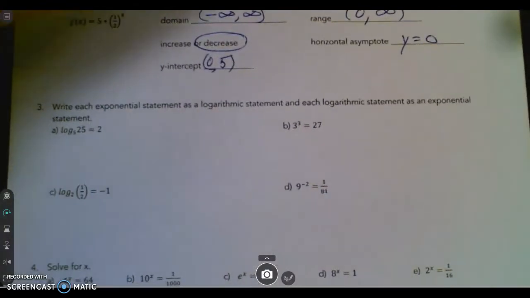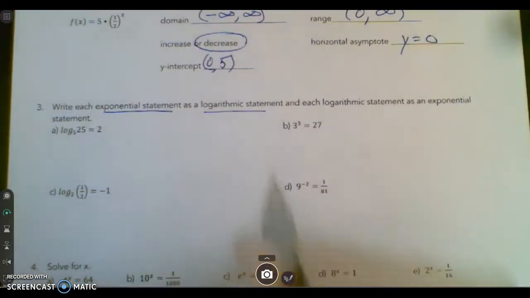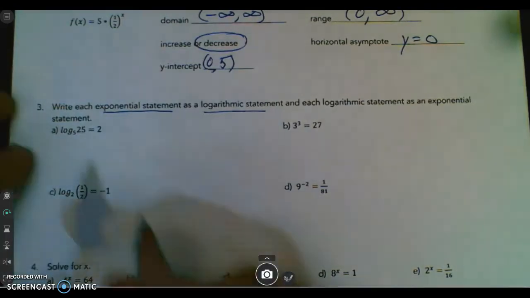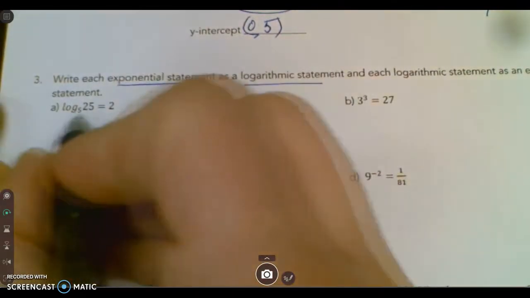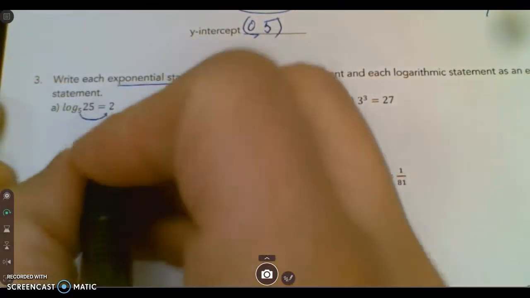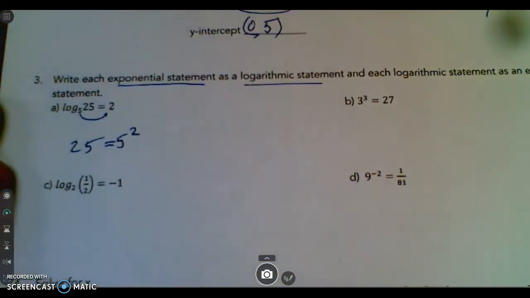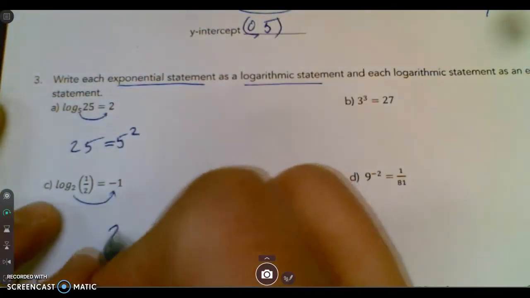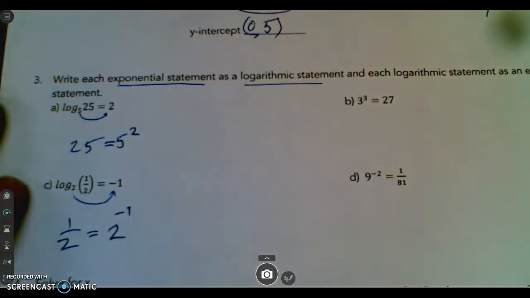Alright, moving on to these. This is when you're switching from exponential to log form. So if it's in log, you want to switch to exponential. So this is where you do the swoop, right? Swoop's pretty easy. You just grab that 5 and you bring it over here and bump that 2 up. So it's 5 to the second equals 25, which is not news to anyone. Same deal here. This 2 goes over here. 2 to the negative 1 equals 1/2.